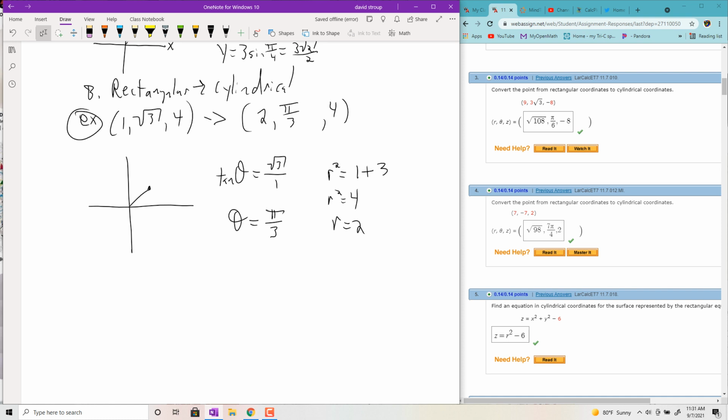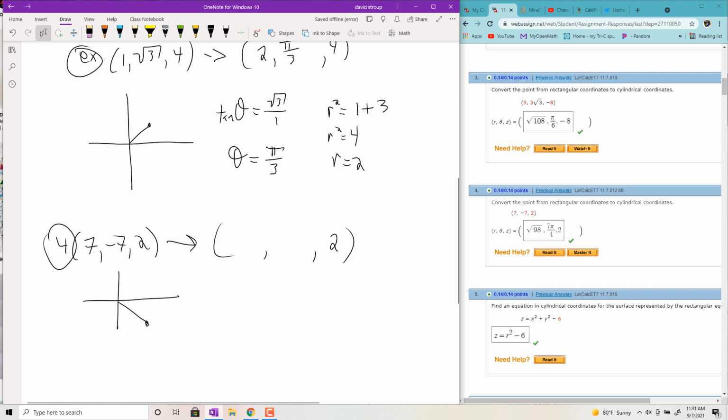These all seem kind of simple. Let me try number 4 from the book and see how that works. So we're going from (7, -7, 2) into cylindrical. Again, we could just copy down the z coordinate, but which quadrant are we going to be in? The 4th quadrant.